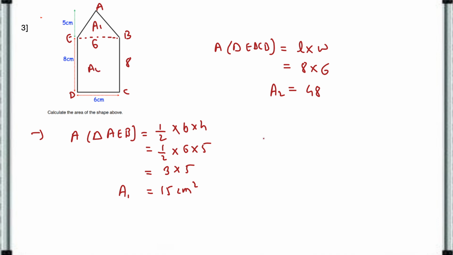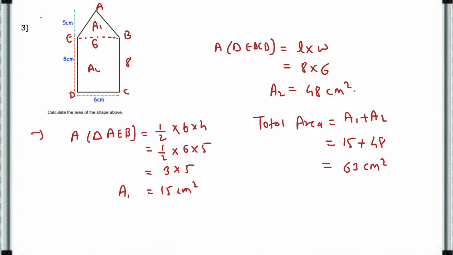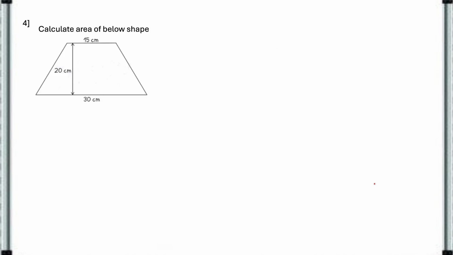And finally what you have to do, you have to find total area. So how will you find total area? You have to just add A1 and A2. So the value of A1 is 15 and the value of A2 is 48. So if I add this, we'll get 63 centimeter square. Always remember, you have to give units while finding area. So the total area is 63 centimeter square. In this way you can find area of any shape.